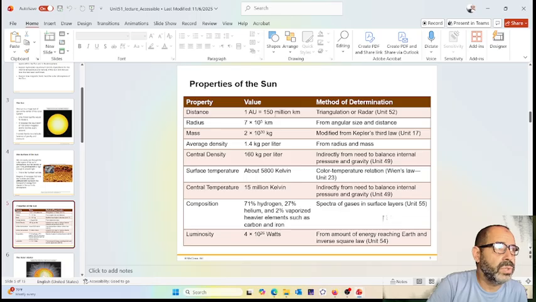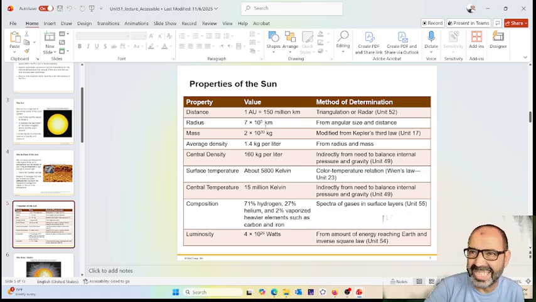So the distance is 150 million kilometers. That's one astronomical unit. The radius is about 700,000 kilometers, which puts it at about 100 times wider than the Earth is wide.